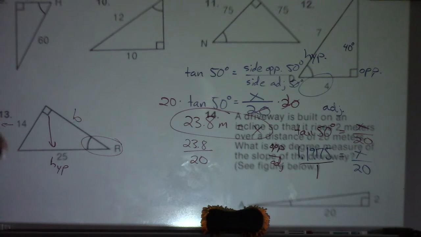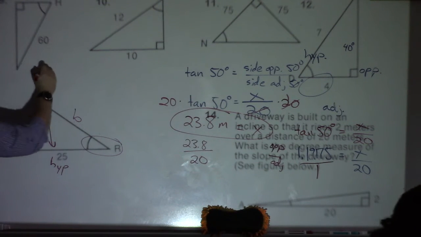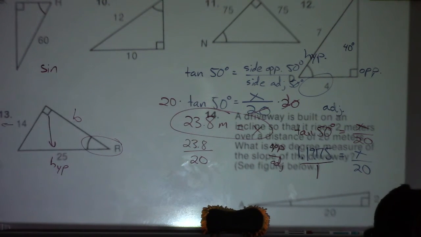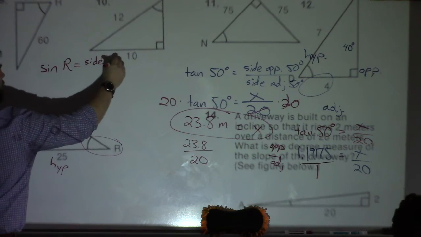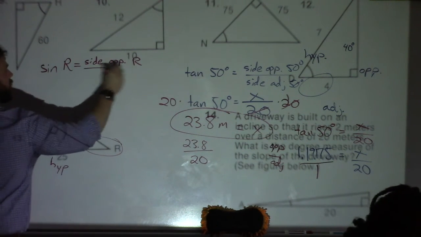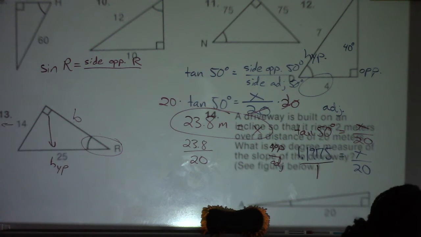Now, what equation can I use if I have the side opposite and the hypotenuse? Sine. The sine of what? R. Hold on. I don't have the ratio yet. And remember, I want to show as much evidence that I understand this is possible.